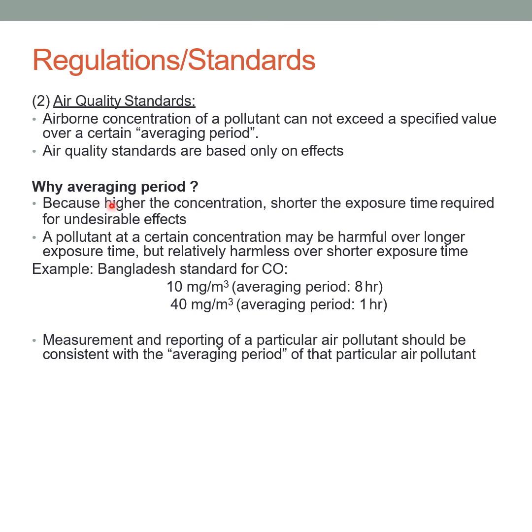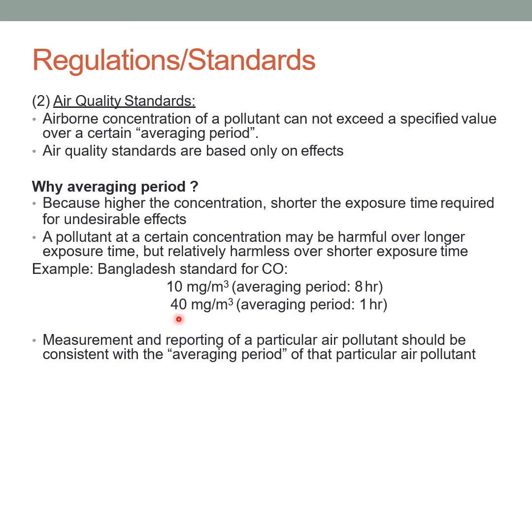So why is the averaging period important? Because the higher the concentration, the shorter the exposure time required for undesirable effects. A pollutant at a certain concentration may be harmful over a longer exposure time, but relatively harmless over a shorter exposure time. For example, the standard for carbon monoxide in Bangladesh is 10 milligram per meter cube whose averaging period is 8 hours, and 40 milligram per meter cube whose averaging period is 1 hour.